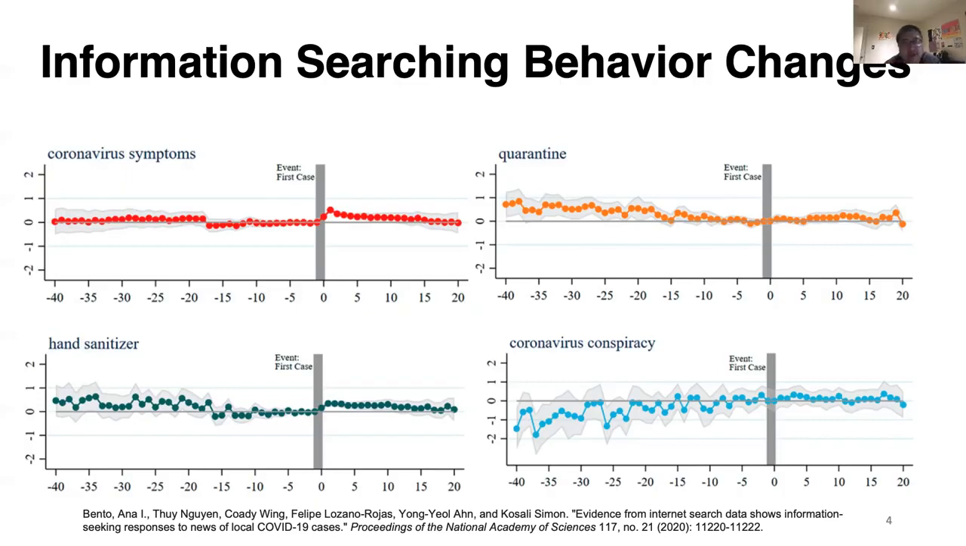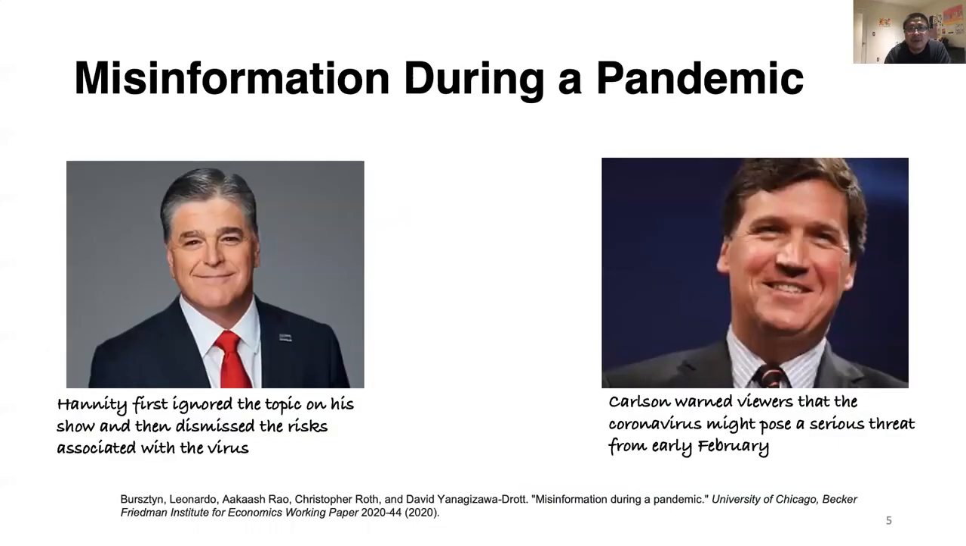So this study basically shows the change in information searching behavior with the announcement of the first COVID-19 case. People immediately showed interest, as reflected in their searching behavior. Another related thing is misinformation propagated by the regular media, as well as the social media, during the pandemic.